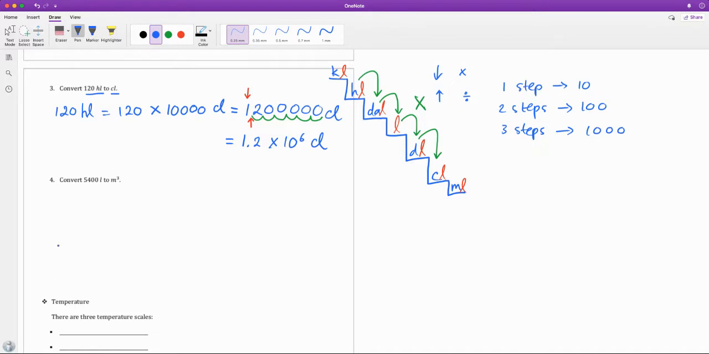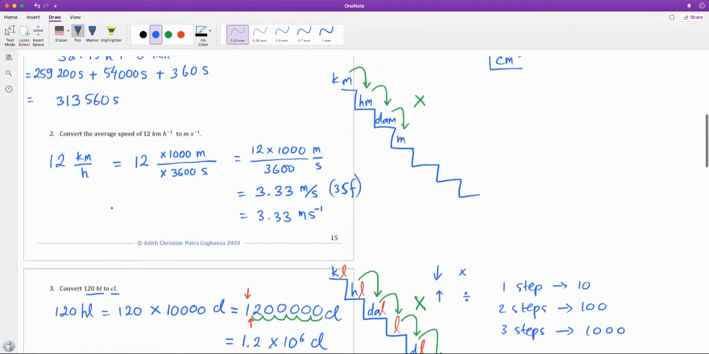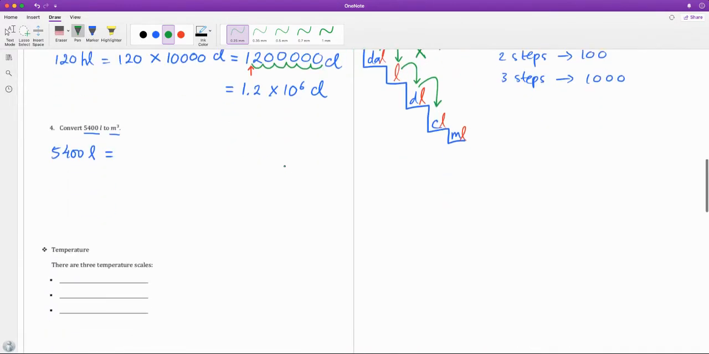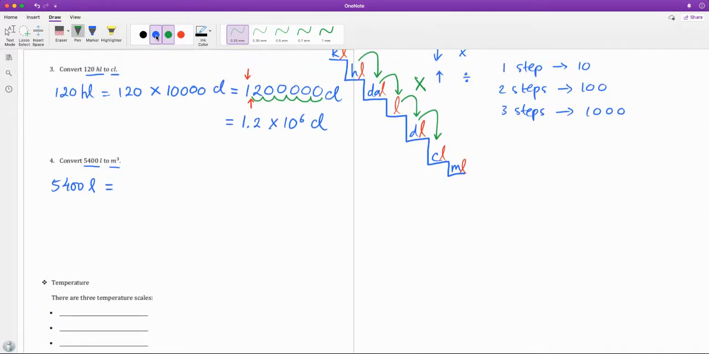Last one for this, 5,400 liters to meter cubic. Wow. So 5,400 liter. Let's see the diagram again. There we go. Can you see this? I boxed it with a green color. So 1 liter equals to 1 decimeter cubic. Let me write down the stairs here. Draw it.